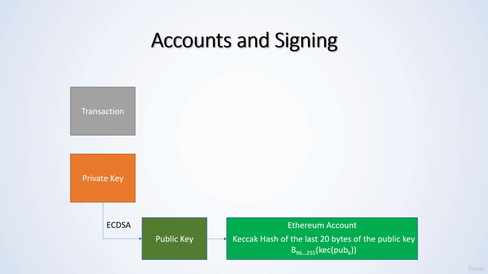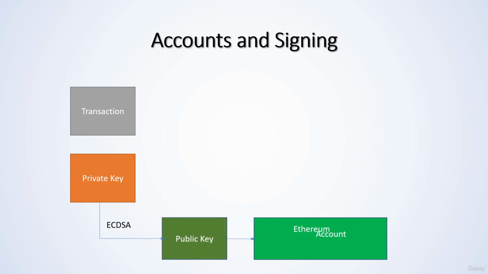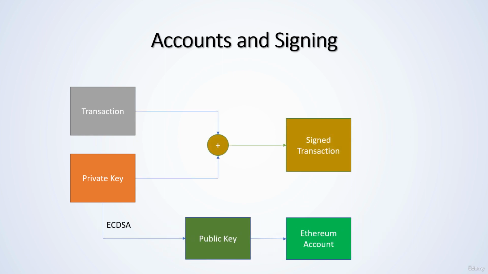The only addition here is that the Ethereum account is the Keccak hash of the last 20 bytes of the public key. So it's hashing the public key again, and it's taking the last 20 bytes or last 40 hex characters. So you have an Ethereum account now, you have a public key, you have a private key, and you have a transaction. So somehow you need to combine these two into something that creates a signed transaction. So you have these R, S, V values. That's the thing that you're after, or that's the thing that happens in the background.